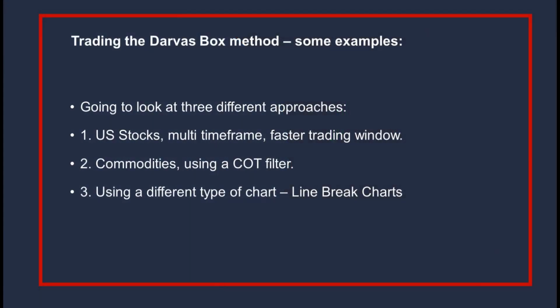So we're going to finish off section 4 by looking at 3 very different approaches. The first one on US stocks, multi-time frame in a faster trading window. The second using commodities and a COP filter, and the third using a different type of chart altogether. We've looked at Heikin-Ashi and candlesticks so far. Here we're going to take a look at line break charts.